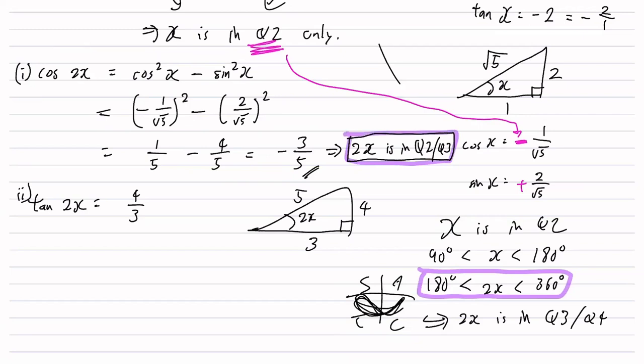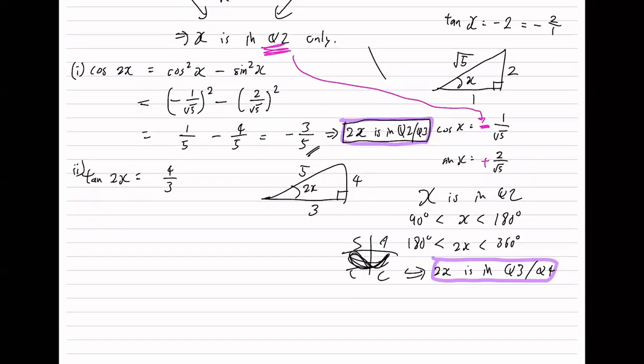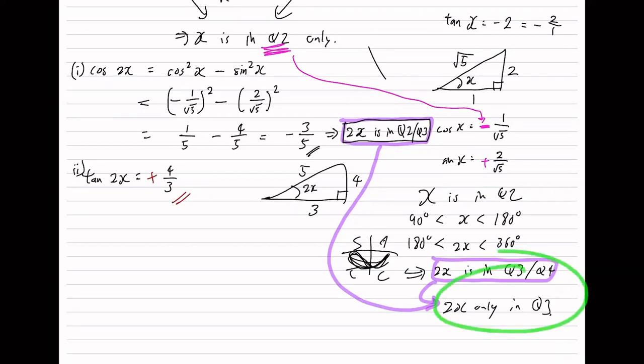180 is less than 2x. Either quadrant 3 or quadrant 4. Therefore, it is in quadrant 3. Therefore, tangent is positive. Very good. Let me just draw the reason like this and like this. It implies that 2x is only in quadrant 3. This implies it has to be positive. Don't need plus minus. Always a plus because of the reason here. 2x in quadrant 3. Okay, good.